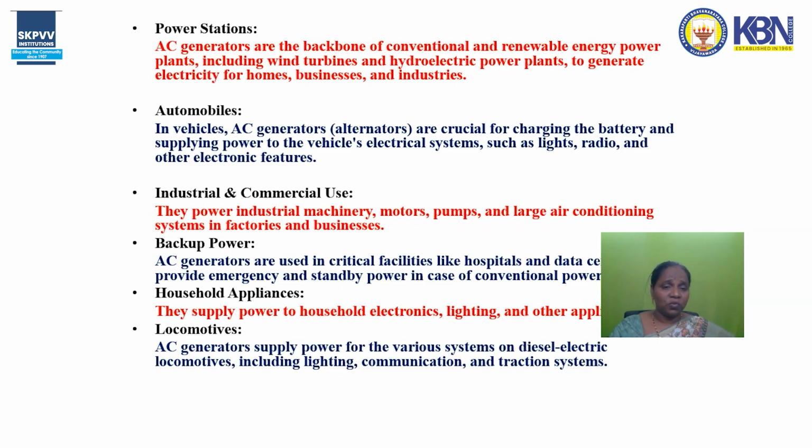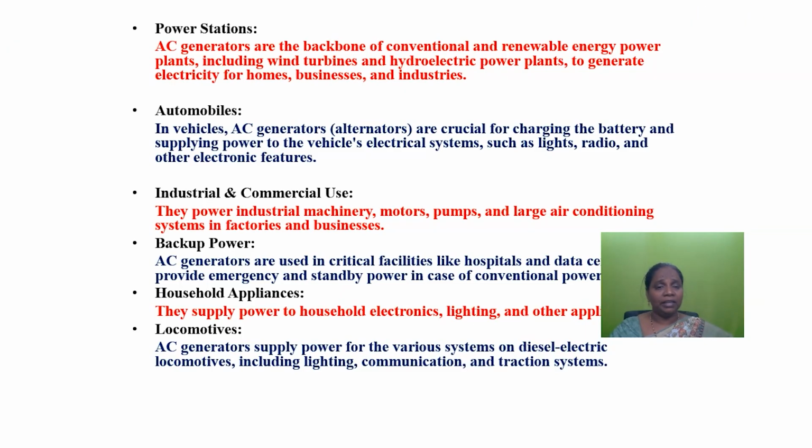Next, they are very useful in household appliances such as electronics, lighting and other appliances. They are also useful in locomotives, for diesel electric locomotives, for lighting, communication and the traction system. So these are the main applications of the AC generator.